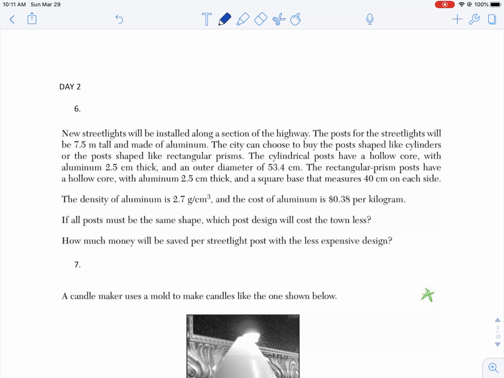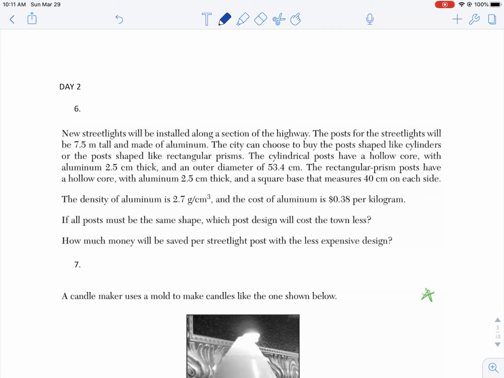If you guys already haven't tried this one, what you've realized is that this problem is a beast. It involves metric conversions, involves finding density, and it also involves finding the cost of aluminum per kilogram. So we're going to have to do a number of different things in this problem. First thing is, let's read the problem.